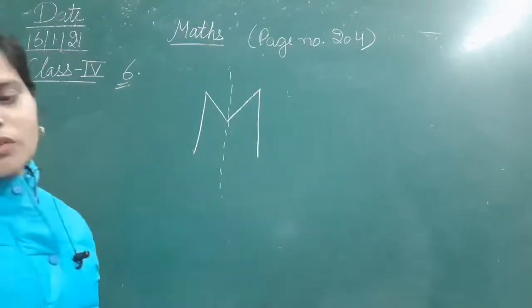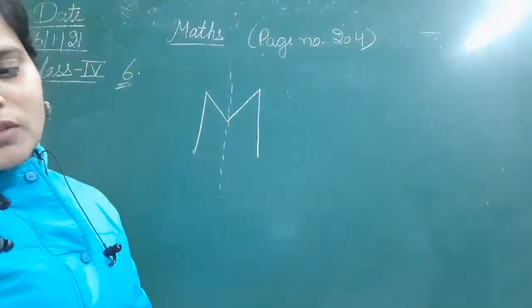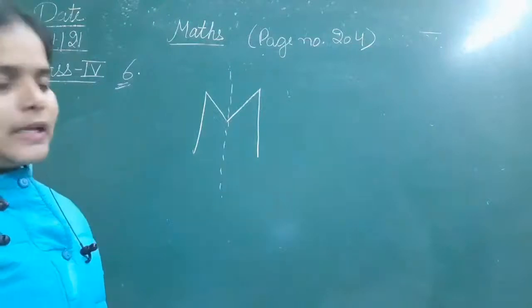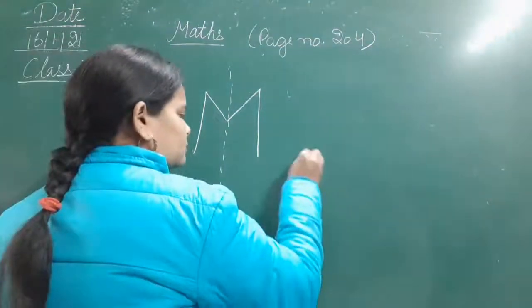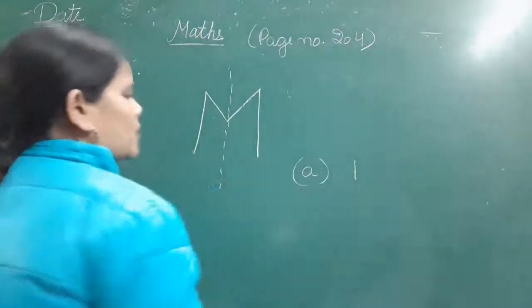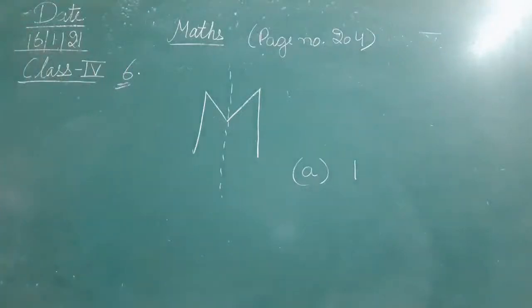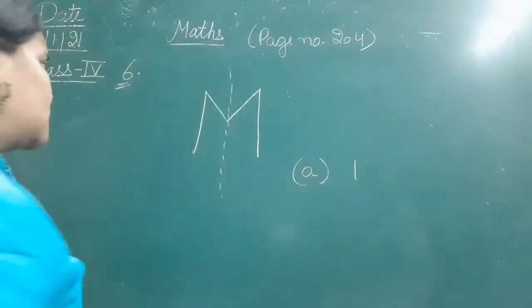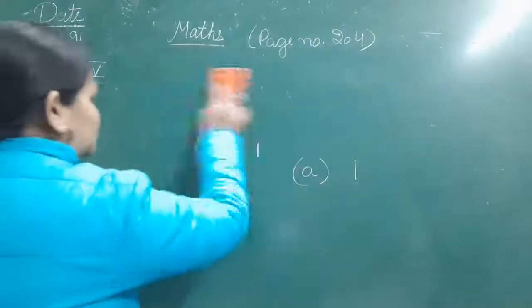Okay, so the question was the number of lines of symmetry in the letter M. That is option A, that is 1. So we can draw only one line of symmetry on letter M. Clear? Let's move to the next question, number 7.